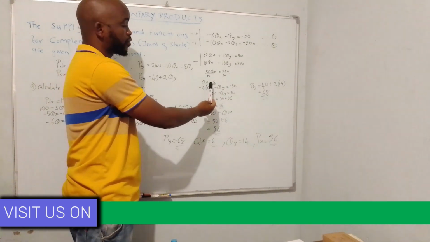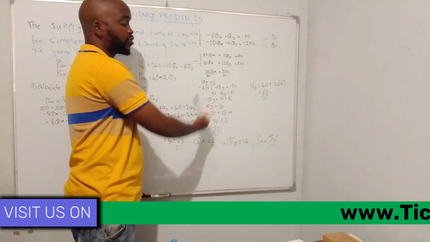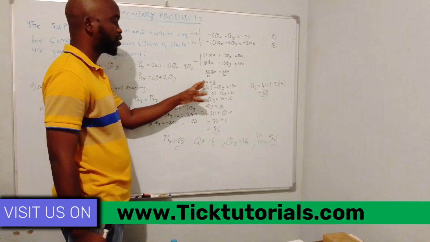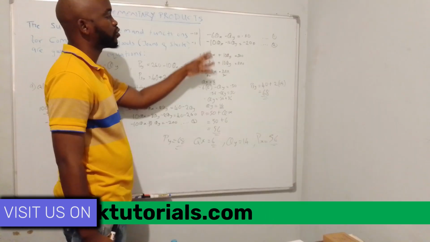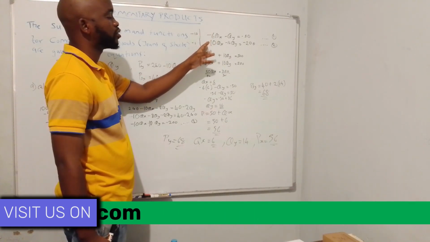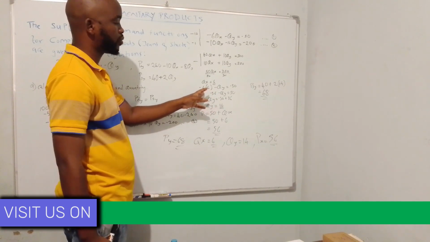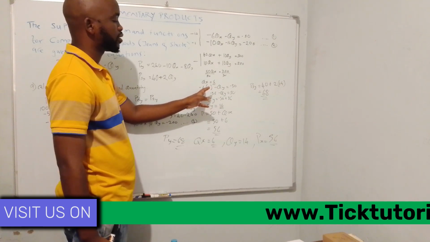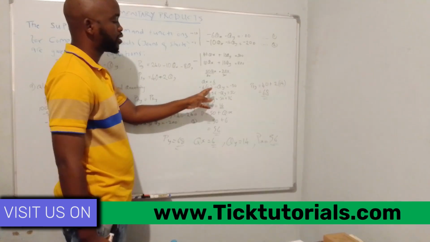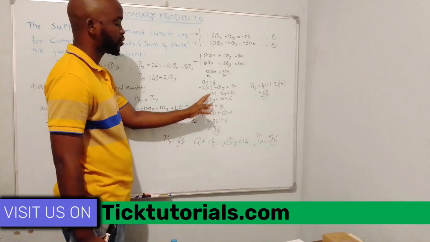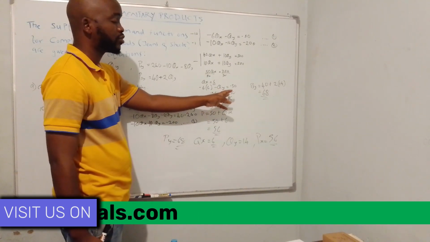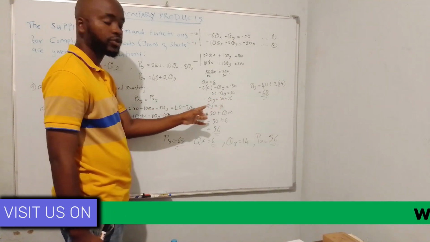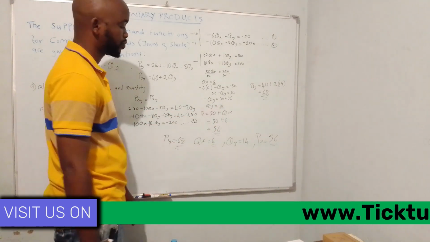And qx gives me 6. To get the value of the other variable, take this 6 and plug it into either equation 1 or equation 2. So I'll plug it into equation 1. Where there is qx, I'll put 6, and this is what I'll get: negative 6 multiplied by 6 minus qy is equal to negative 50. So negative 36 minus qy is equal to negative 50. So negative qy is equal to negative 50 plus 36, and qy gives me 14.